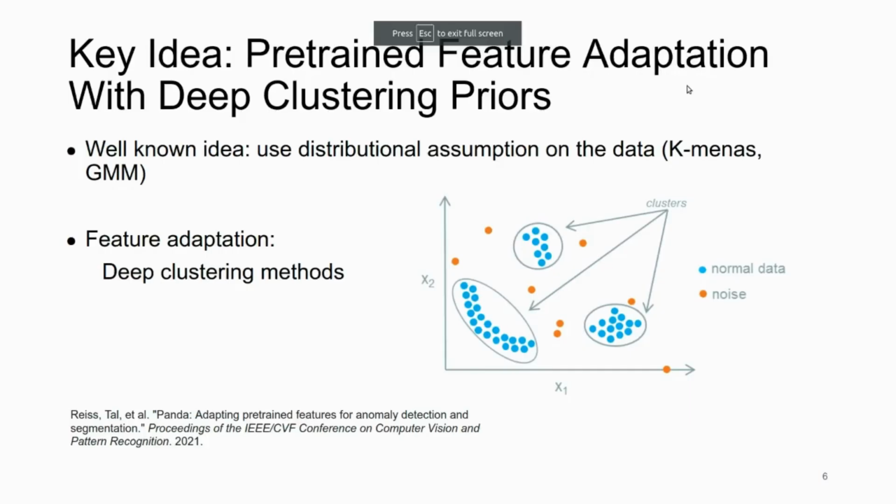Our key idea is to use pre-trained features and adapt them to better describe our normal data using deep clustering priors. This is somewhat similar to the well-known Gaussian mixture model method that takes the data and fits a set of Gaussian distributions to the data. But it is not quite the same. We want to adapt deep features and learn a deep representation of the data based on somewhat similar distributional assumptions.